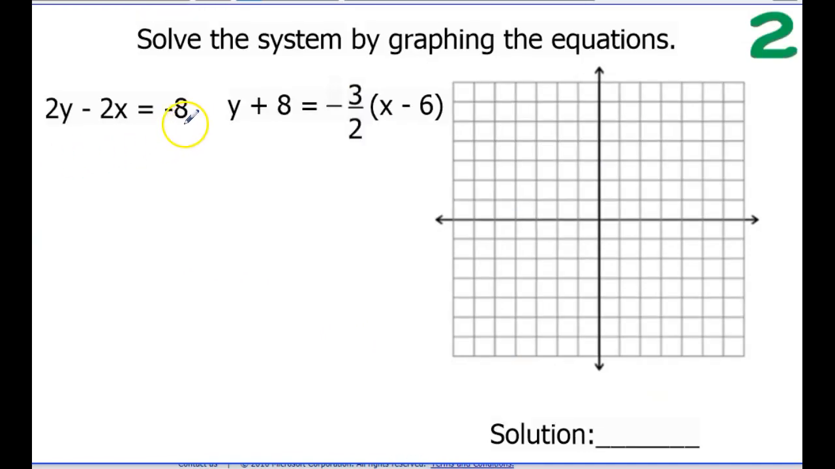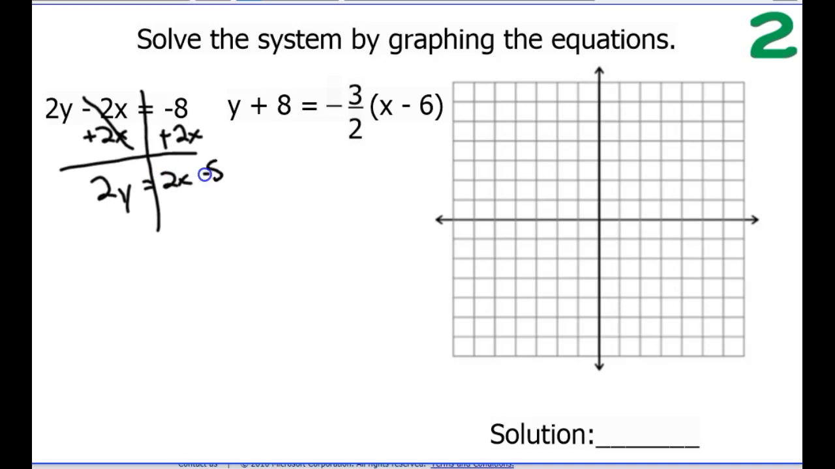Alright, our next problem, we are going to solve these by graphing. But first of all, we have to solve for y. So what we need to do first over here, since we have a minus 2x, we need to add 2x to get the x on the other side. So what we get then is 2y equals 2x minus 8.